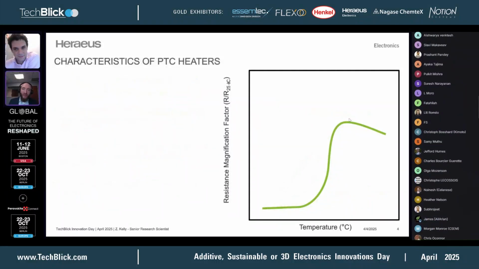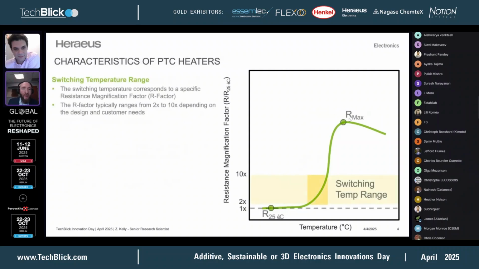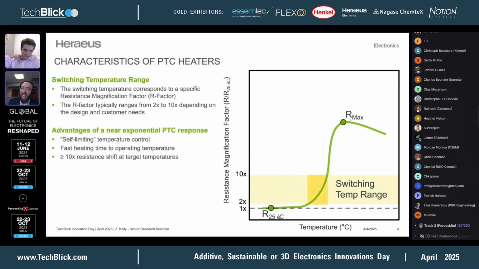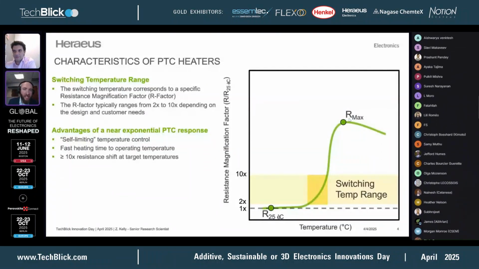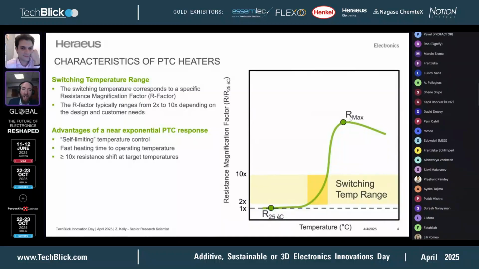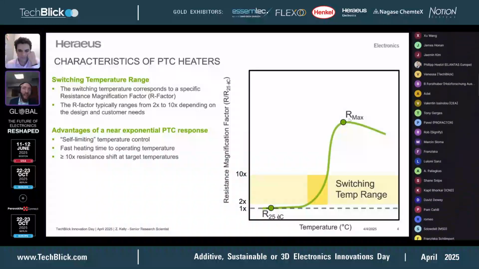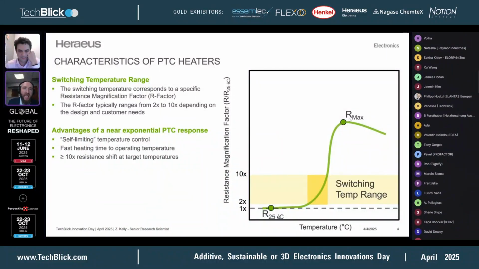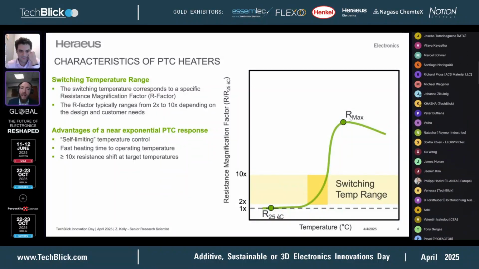All right, so if you go forward about two more, the characteristics that we're looking for in PTC heaters: one is the switching temperature range. This range corresponds to a specific resistance magnification factor, the R factor. So again, this is your resistance normalized by your resistance at room temperature. For our heaters, we typically recommend a range of 2x to 10x, depending on the design and the customer needs.